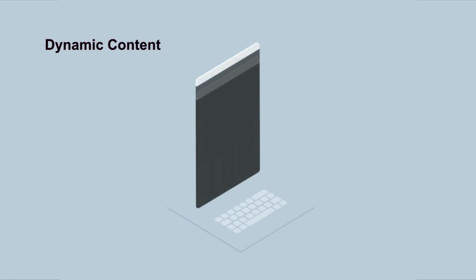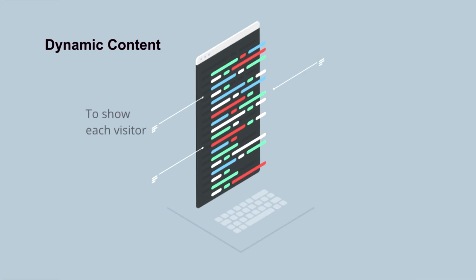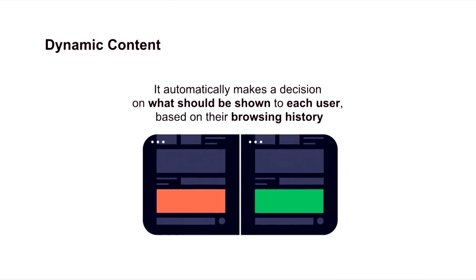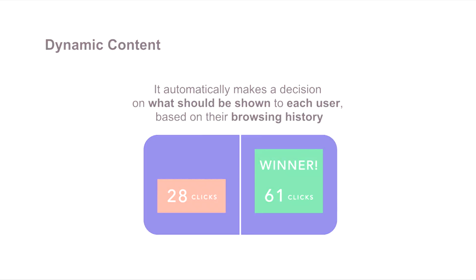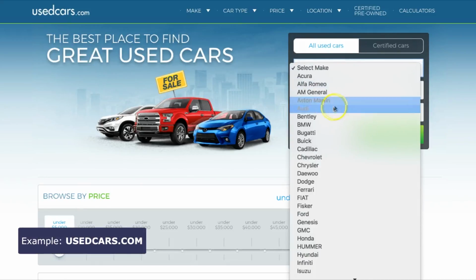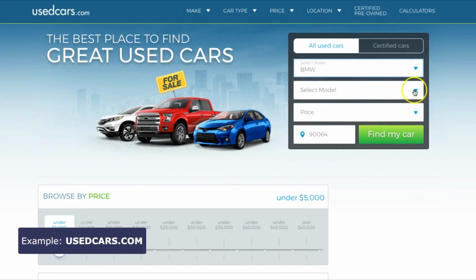The Dynamic Content Module enables us to show visitors a version of the website that is most likely to lead to conversion or any other desired action. The DC system automatically makes a decision on what should be shown to each user based on their browsing history. Let us demonstrate how the system works on a particular website, specializing in used car sales.